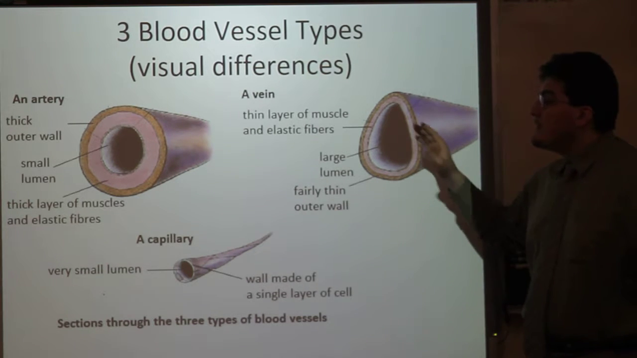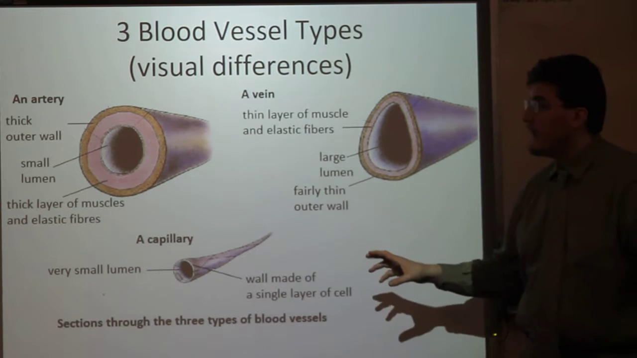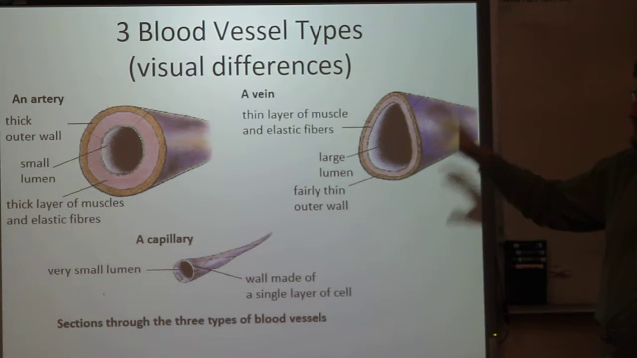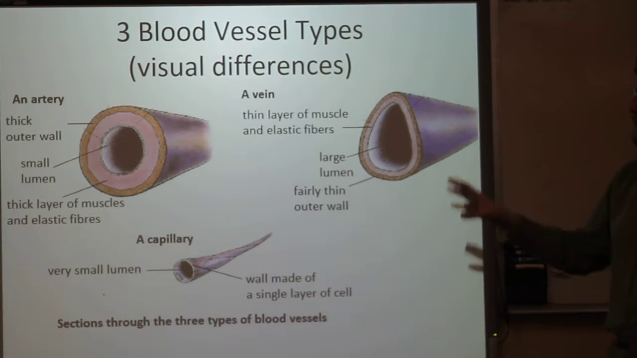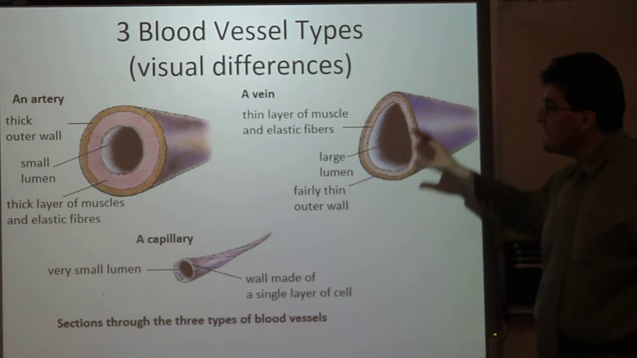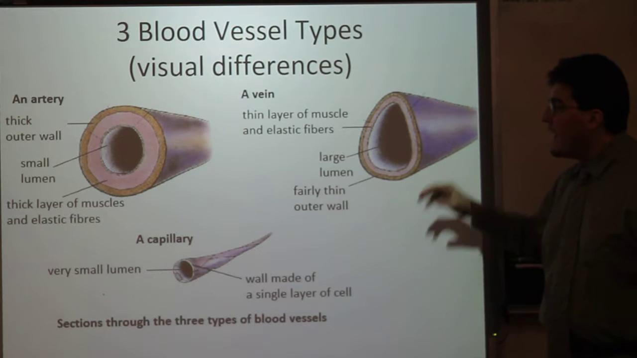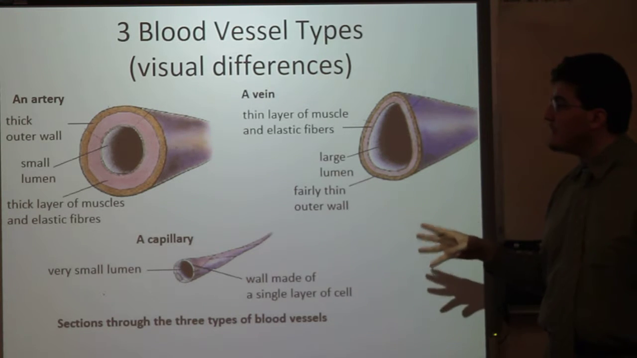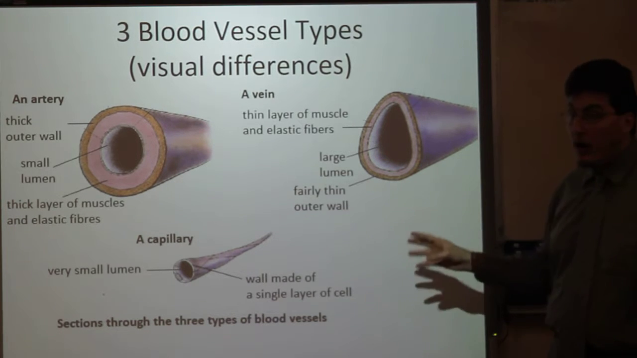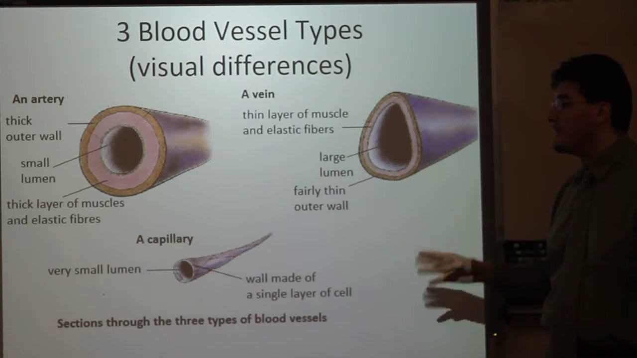So this is going to be our difference between our three blood vessel types: a thick outer wall, a thick layer of muscle and elastic fibers, and a small lumen for our arteries, and for our veins, a thinner outer layer, a thinner muscle and elastic fiber layer, and a larger lumen. And our capillaries, a small lumen and a single endothelial layer of cells.